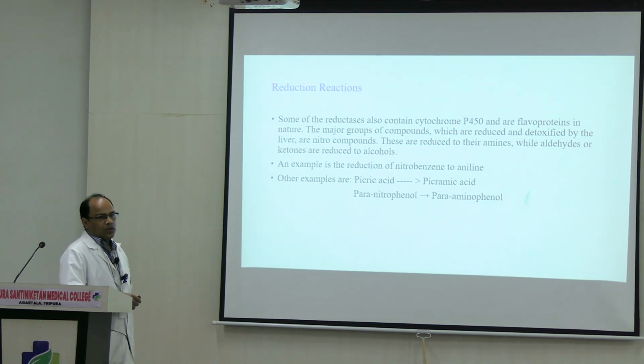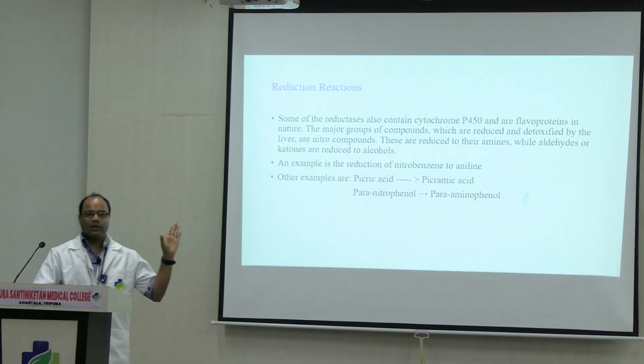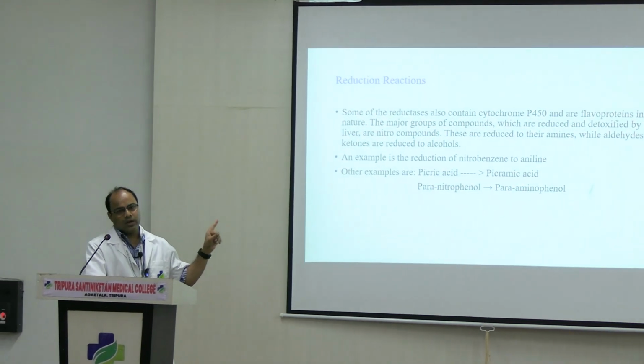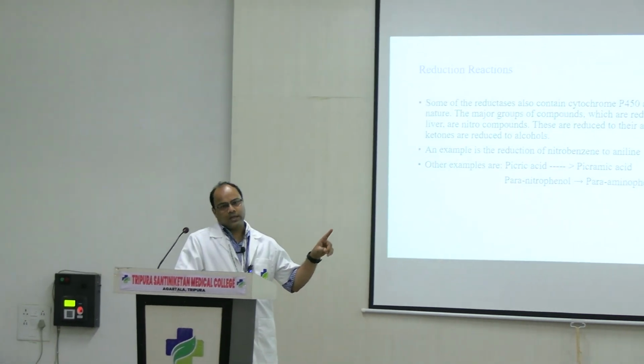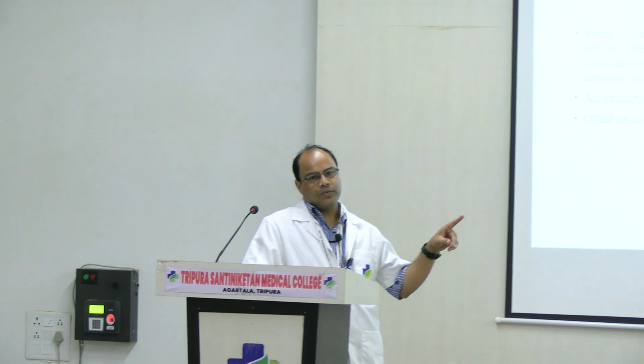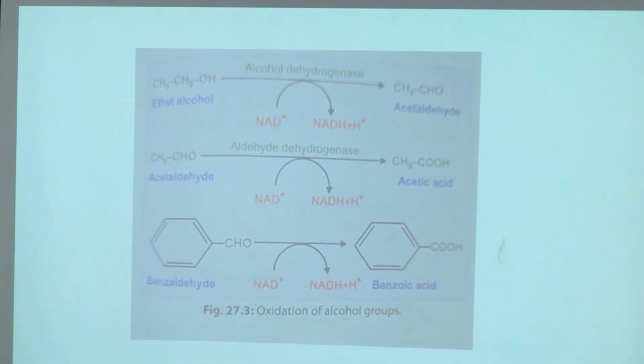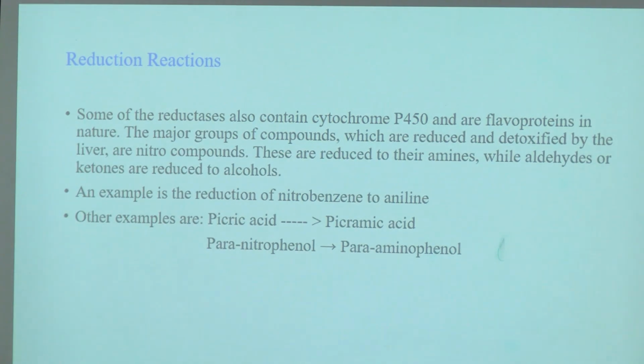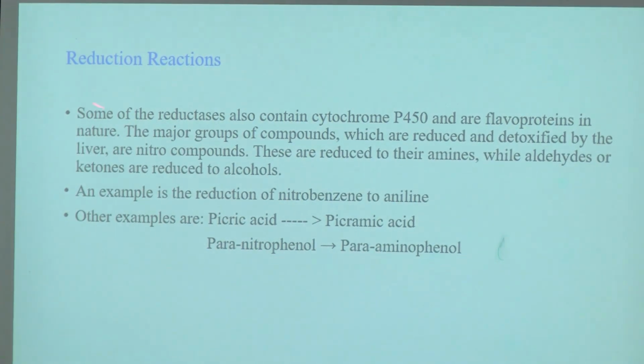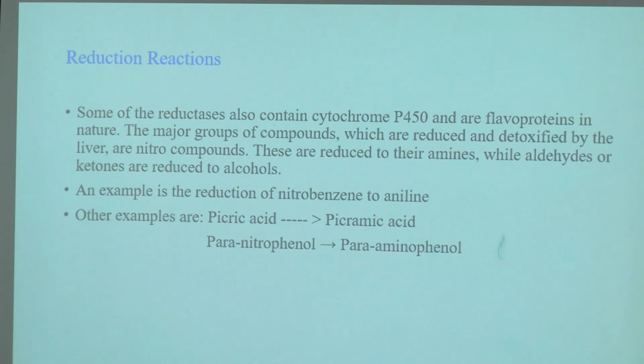So you have to write one oxidation reaction with example, say alcohol metabolized to acetaldehyde, again acetaldehyde converted into what? Acetic acid. This is one type of oxidation reaction. This is another example reaction. You have to write one or two examples.